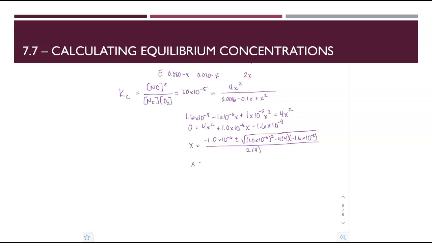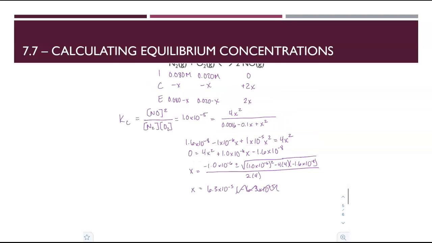We end up with two values because we get one X when we do the addition and another X when we do the subtraction. So we end up with 6.3 times 10 to the negative 5th, or negative 6.3 times 10 to the negative 5th. Now, X, remember, is our change in concentration, so it's not going to be a negative value. We automatically know that we can get rid of that one. It's going to be the positive value. So now we know our value for X: X is 6.3 times 10 to the negative 5th.